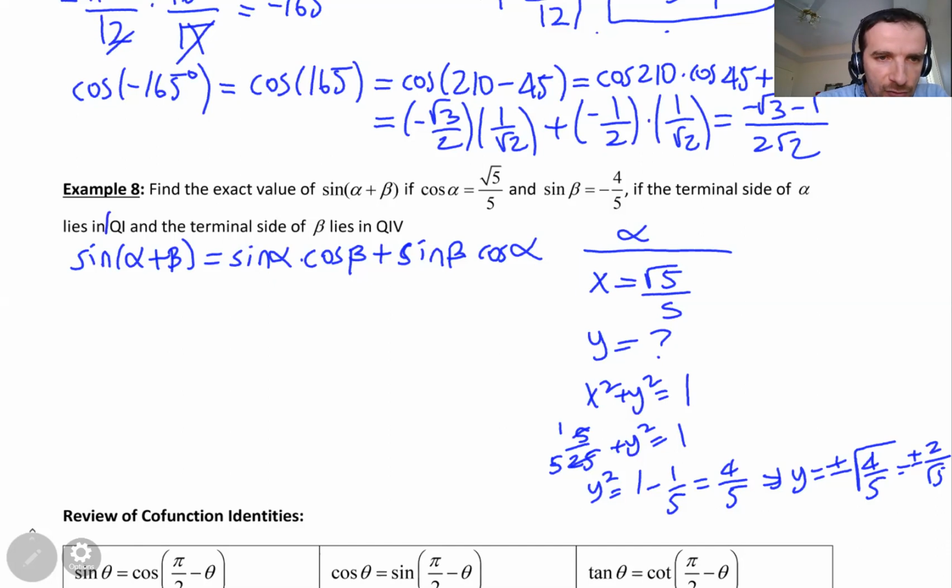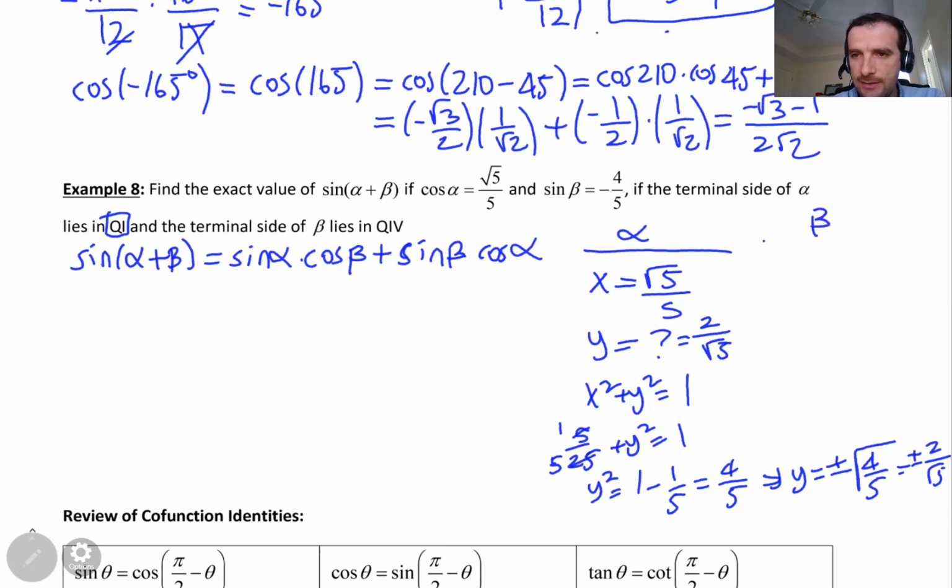Alpha is in the first quadrant, and sine is positive in that quadrant. That's why I have to pick the positive value, right? So y is actually 2 over root 5, okay? This is for alpha. So sine alpha is 2 over root 5, okay? And I should also find cosine beta, but I have to follow similar steps, right?